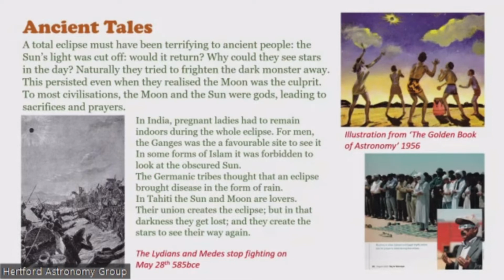But of course, there were some rather specific things that happened. For instance, in India, pregnant ladies were banned and had to stay indoors. It seems to me that there are a lot of things in the sky, or in general, that ladies get pushed inside for, but that seems a particularly strange phenomenon. Men, on the other hand, could watch it safest if they were in the Ganges, because you didn't quite know what eclipses were going to do.